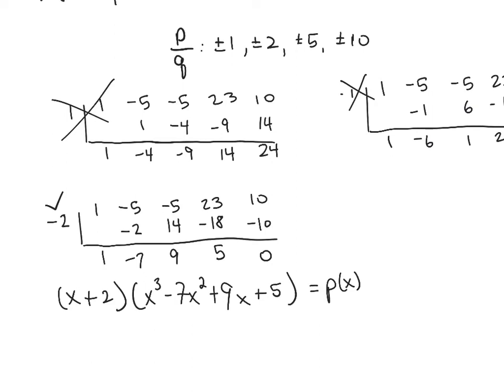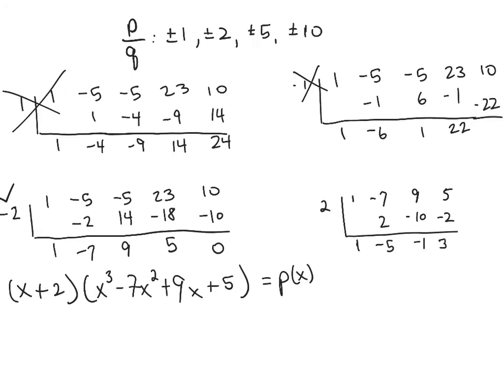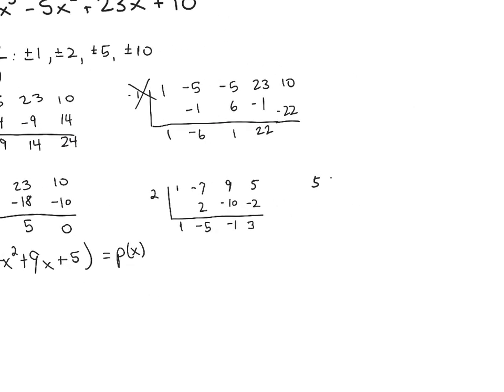So I've already tried 1 and negative 1. They didn't work. Let's go to 2, positive 2. But using the quotient now here, it's going to be 1, negative 7, 9, and 5. Okay, 2 didn't work. So we can try 5. Okay, 5 worked.